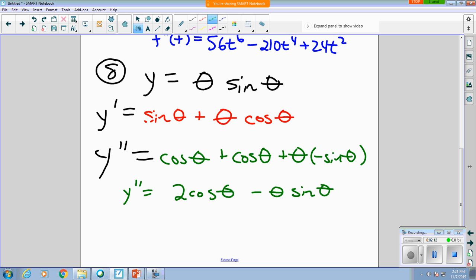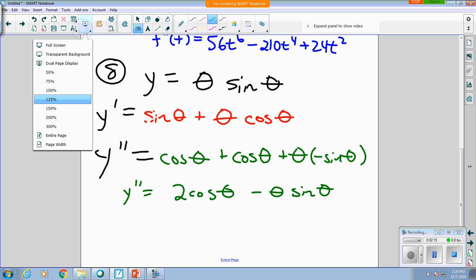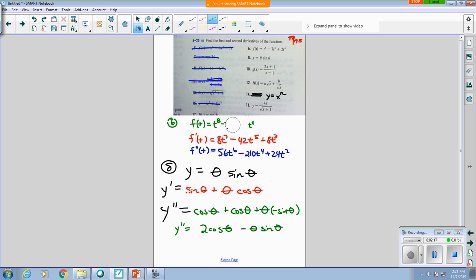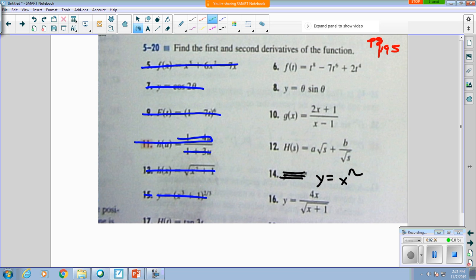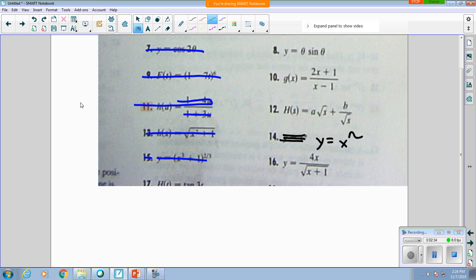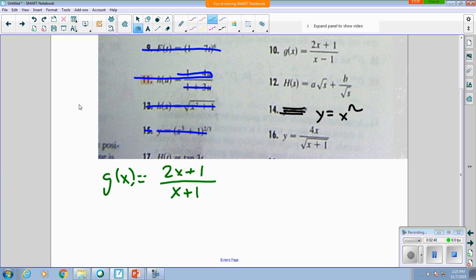Let's do a couple more. We'll erase these. Here, I'll go entire page for a second so we can erase easy, and we'll try to pick off 10. 10 is the quotient rule. All right? So if we look at 10, I can tell it's a rational expression. It's g of x equals 2x plus 1 over x plus 1. So I want to find the first and second. I don't think the first is that hard, but the second, you're going to have to take some care. I will use the quotient rule. You could bring up x plus 1 and try to put powers on stuff, and it would work as a product rule, but it'd be a little ugly.